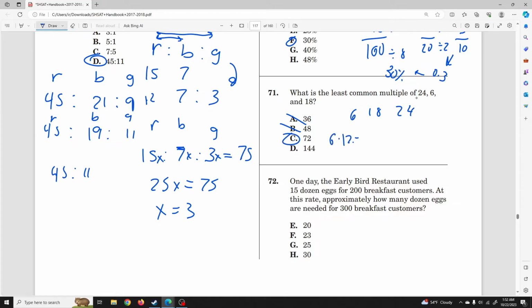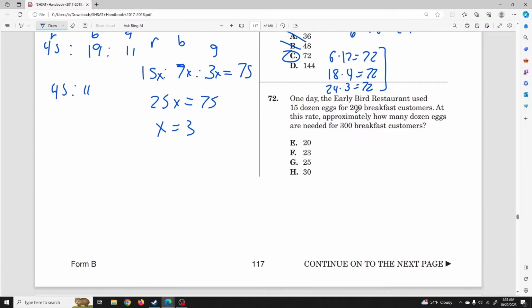6 times 12 is equal to 72. 18 times 4 is equal to 72. And 24 times 3 is equal to 72. So this is the smallest. That's the smallest number that they all multiply into.